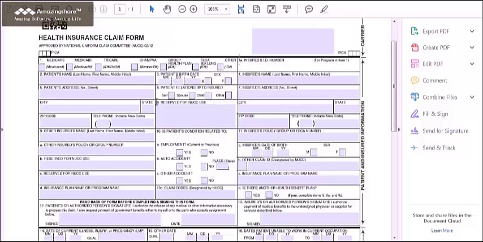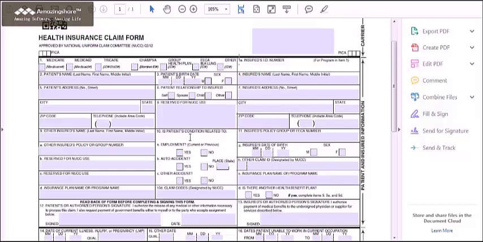Now, field number 6 is the patient's relationship. Self indicates the insured is the patient. Spouse indicates the husband or wife or qualified partner. And other is also defined. Field locator 7 is the insured's address. If there's another policy, it would go in field number 9, A.